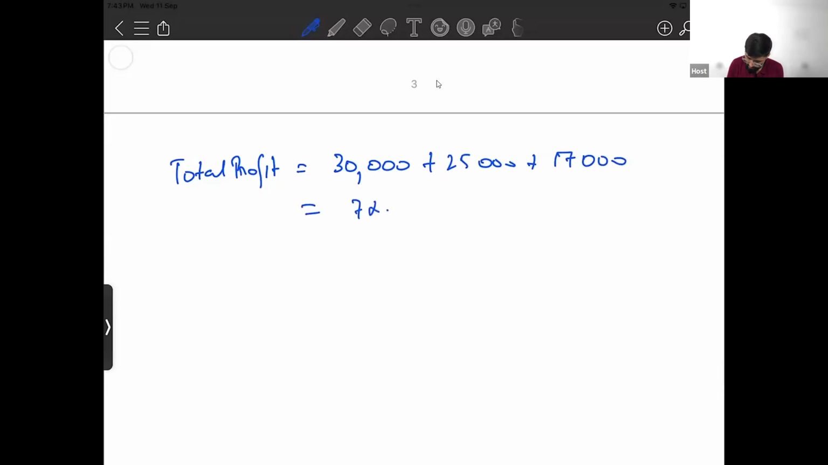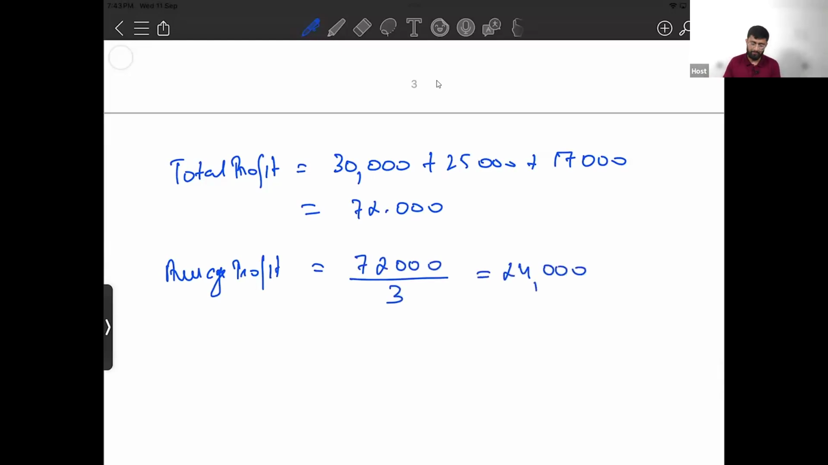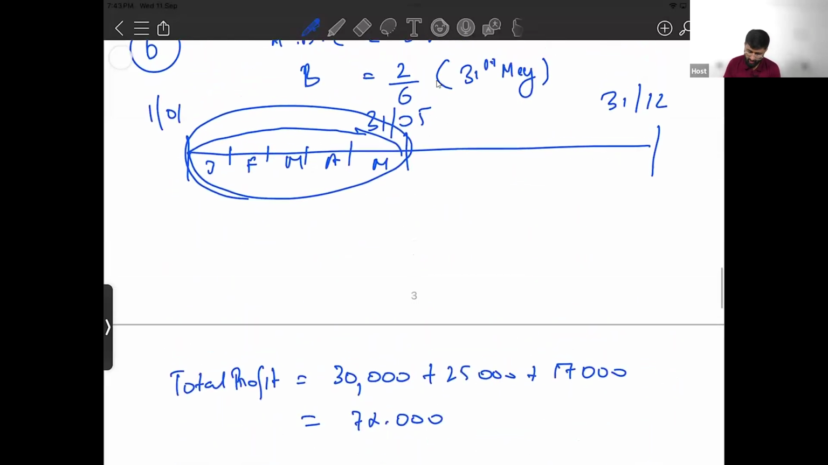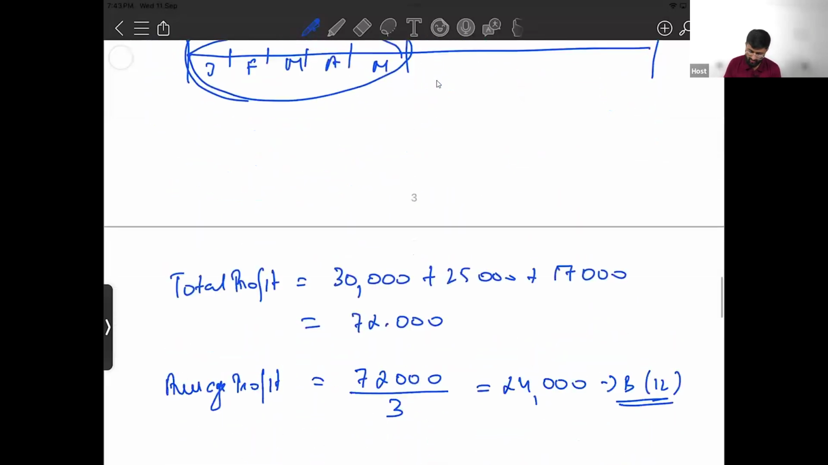So the total profit is 72,000. Now we will find out the average profit. 72,000 divided by 3 is 24,000, the profit of the business for 12 months. But we need the profit for how many months? January, February, March, April, May, for 5 months.